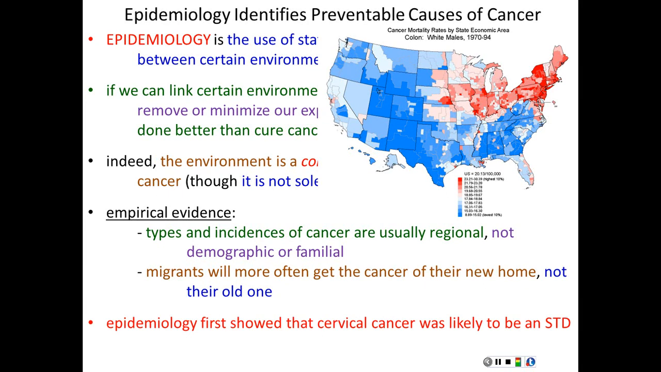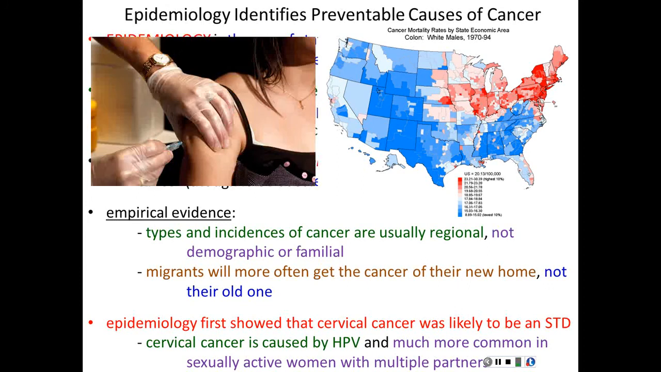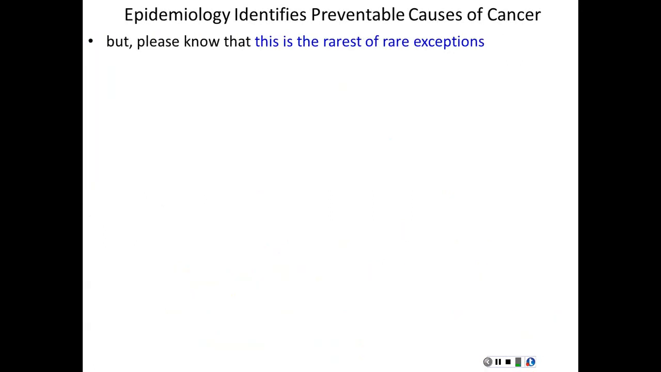Epidemiology first showed that cervical cancer was likely to be a sexually transmitted disease. You probably know this, but cervical cancer is caused by human papillomavirus, or HPV, and it's much more common in sexually active women who have had multiple partners. So this is definitely an environmental effect. There's a vaccine for HPV available. I'll reserve my personal judgment on that. But again, this vaccine has had quite a bit of light shed on it, both positive and negative, in recent years.